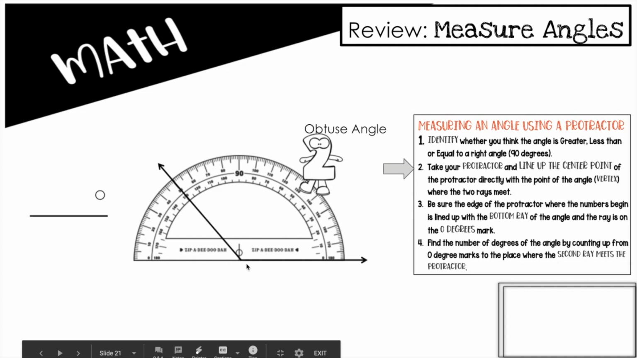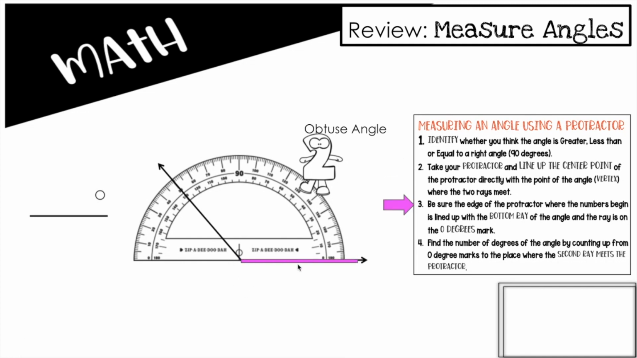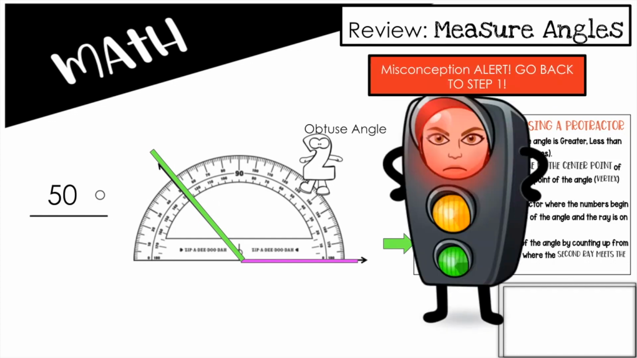Yep, they did it for me. Now you're going to make sure that bottom ray is lined up with 0. Yep, I got it in line. And now your job is to follow that count and make sure that you come over here and tell me what is the measure of your angle. 50. And you are screaming at your screen saying, no, you made the same mistake again.